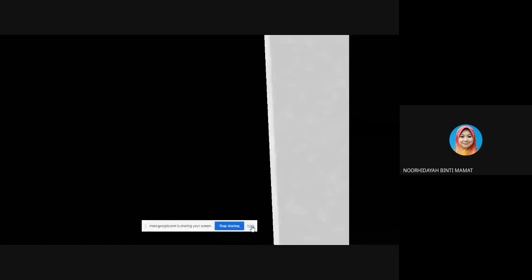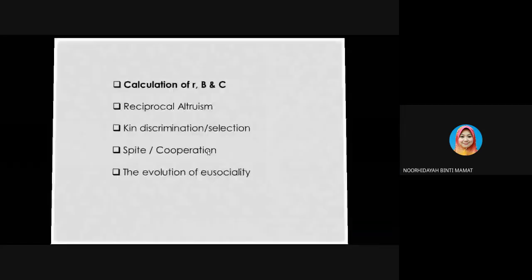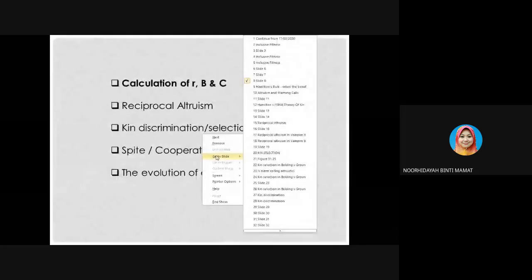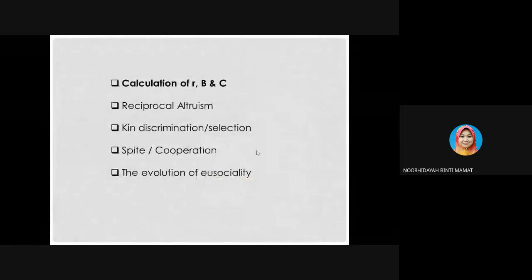Alright. Okay, so for today, we are going to continue our subtopic in the topic of social behavior with the other five subtopics, which are calculation of R, B and C, reciprocal altruism, kin discrimination and selection, and also spite and cooperation. And the last subtopic is the evolution of eusociality.